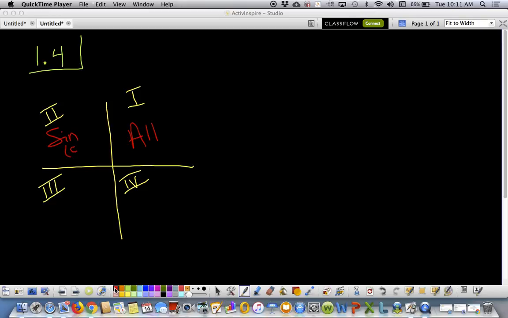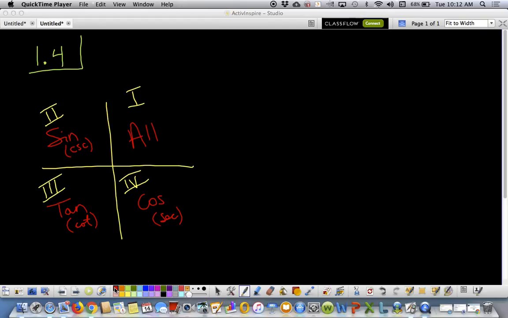Sine. And we will put cosecant under there. What about quadrant 3? Tangent and cotangent. And what about 4? Cosine and secant. So all students take calculus. That is when they're positive in those quadrants. Okay? That will become very helpful very soon.